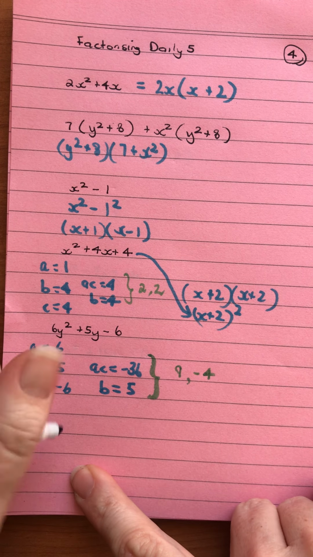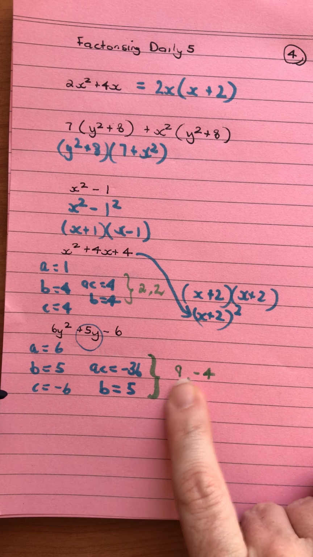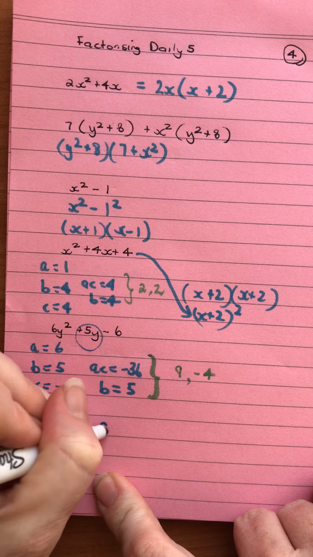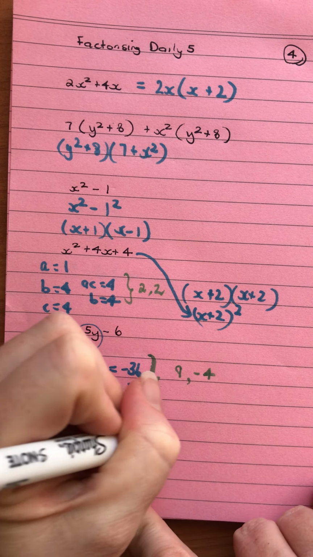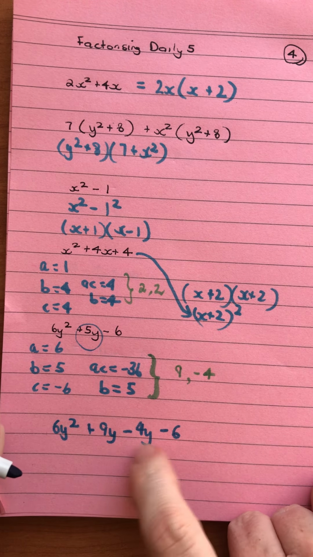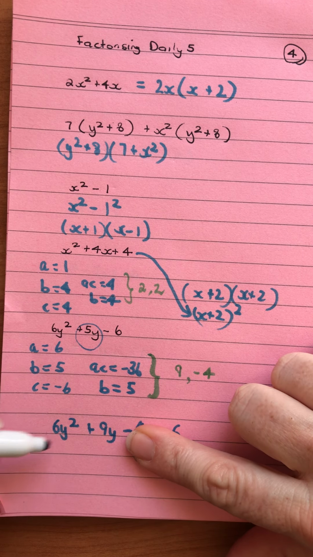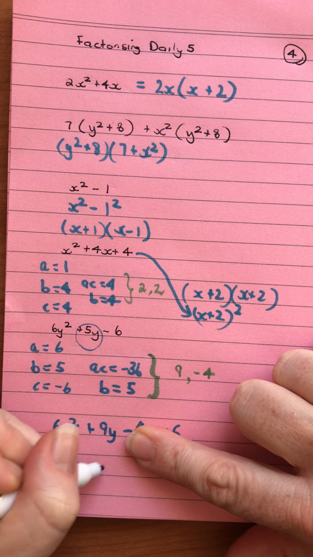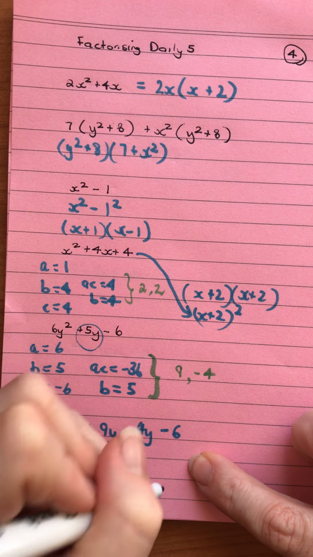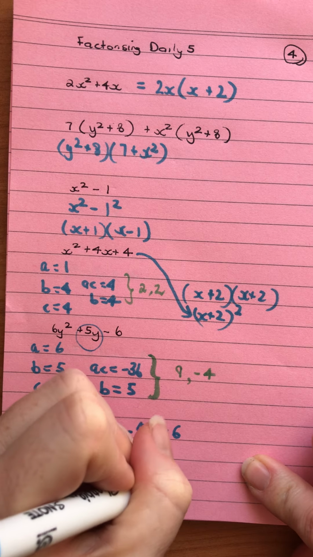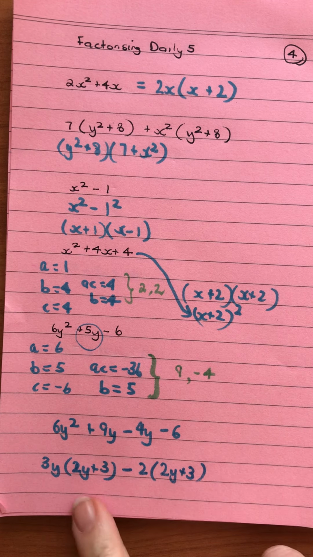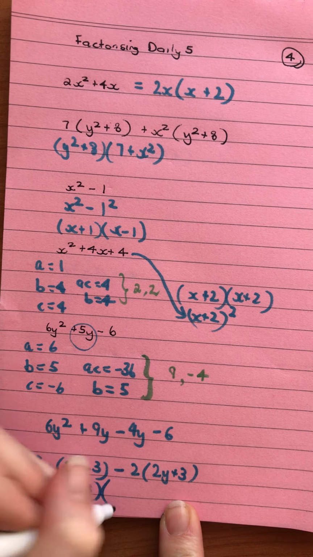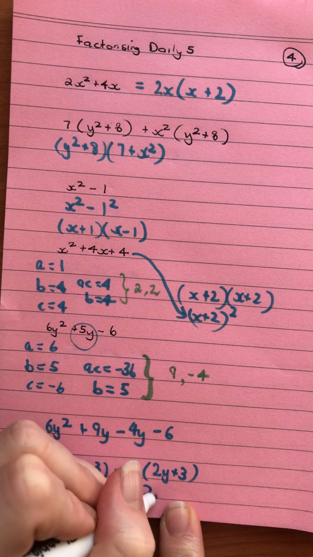So I'm then able to change that 5y into 9y and minus 4y. So I can write 6y squared plus 9y, take 4y, take away 6, or I could have switched the order of those two. Then I look at the first two terms and I have a common factor of 3y outside of 2y plus 3. And then here I can take out a minus 2 and I get 2y plus 3 in the second bracket. I now have the same thing in those brackets, so I can take that out the front, 2y plus 3. And in the second bracket will be 3y, take away 2.